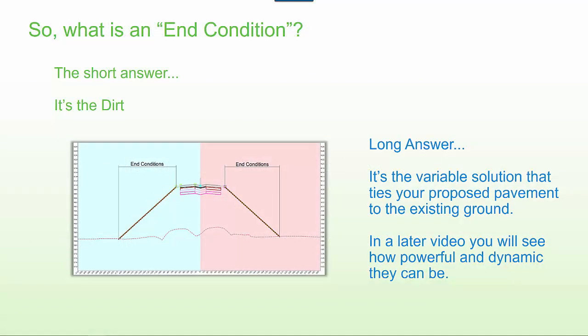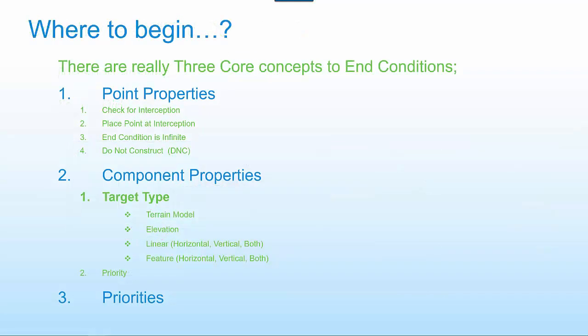So, what is an end condition? The short answer is, it's the dirt. The long answer, it's the variable solution that ties your proposed pavement to the existing ground. Later on, we'll see how powerful and dynamic these can be. So, where to begin? There are really three core concepts to end conditions: point properties, component properties, and priorities. And once you have these three down, you're going to be creating end conditions like a pro in no time. Here I've highlighted the target type, and that's kind of the fourth core concept to end conditions, and we'll discuss that here in the next slide.